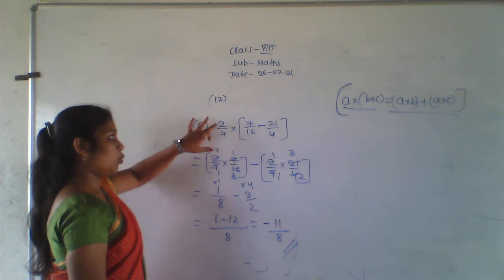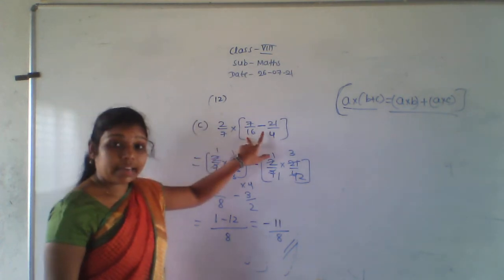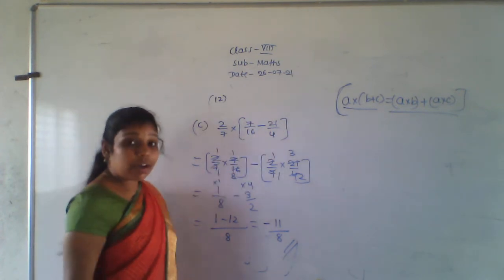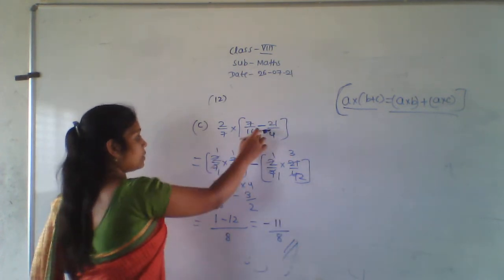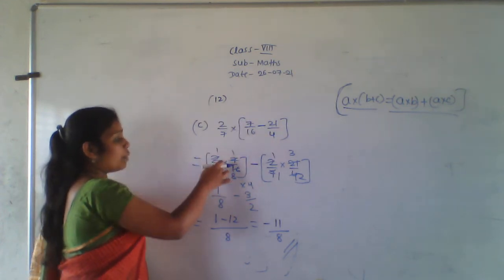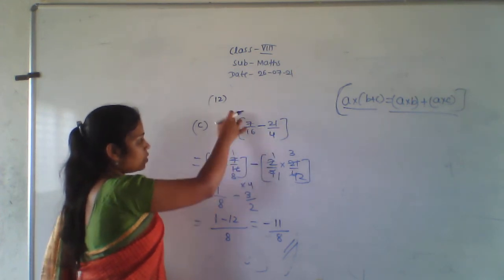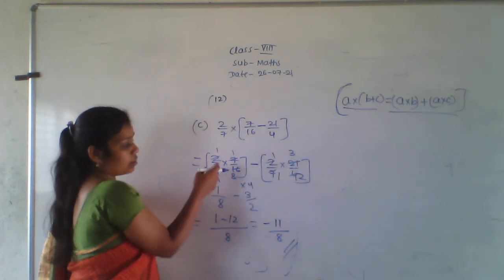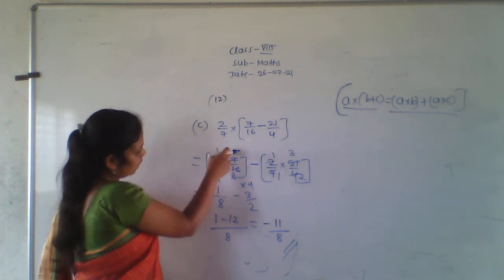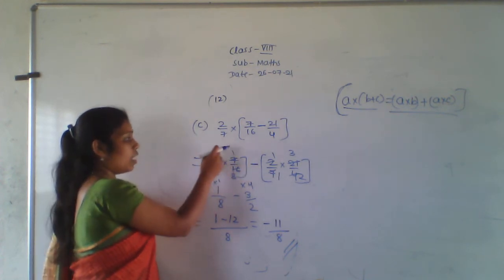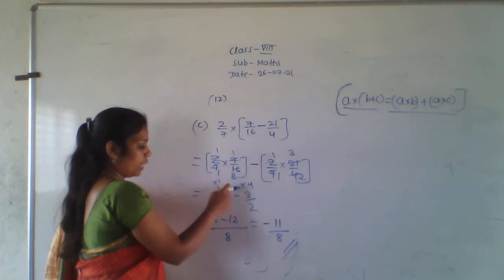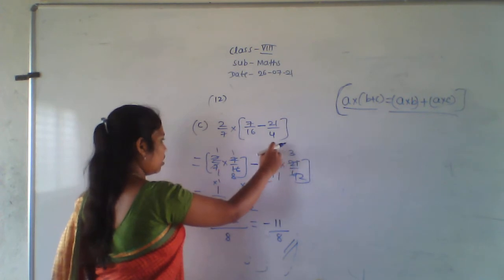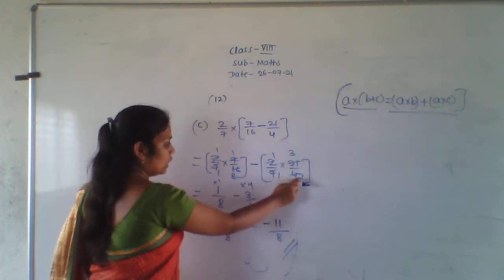Once again see here, 2 by 7 into 7 by 6 minus 21 by 4 is there. We are using the distributive property of multiplication over subtraction here. 2 by 7 into 7 by 6 minus 2 by 7 into 21 by 4, right? So now cross cancellation. 7 ones are 7, 7 ones are 7, 2 ones are 2, 2 fours are 8. 1 into 1 is 1, 1 into 8 is 8. Here also 2 ones are 2, 2 threes are 6, 7 ones are 7, 7 threes are 21. 1 into 3 is 3, 1 into 2 is 2.